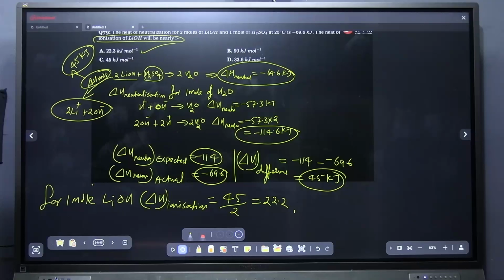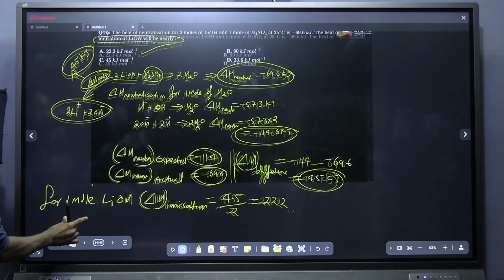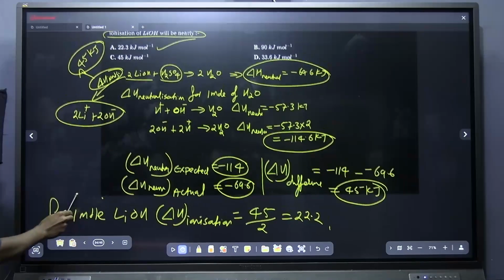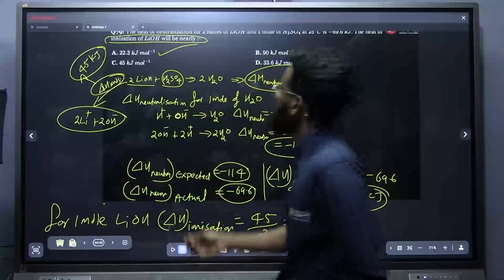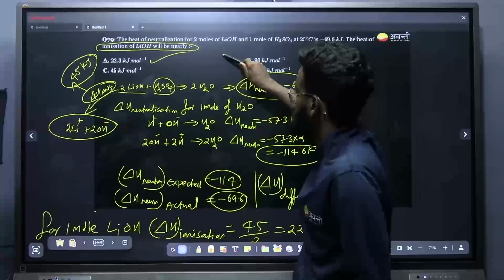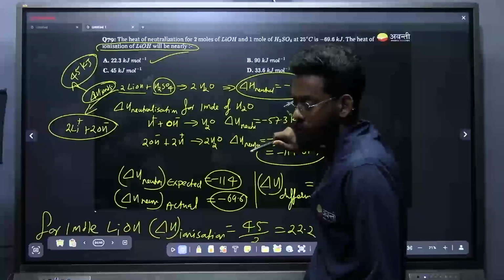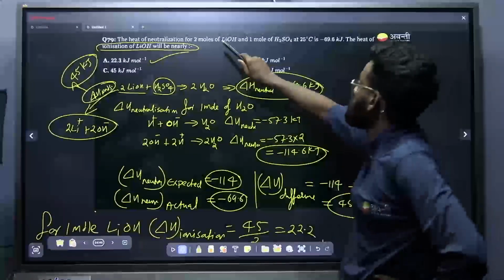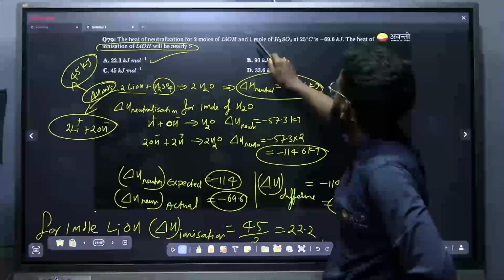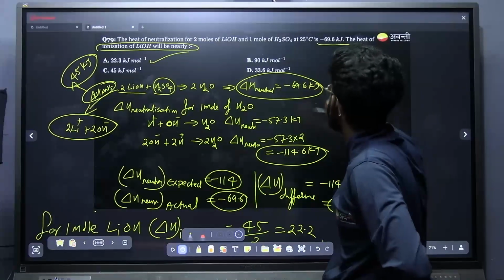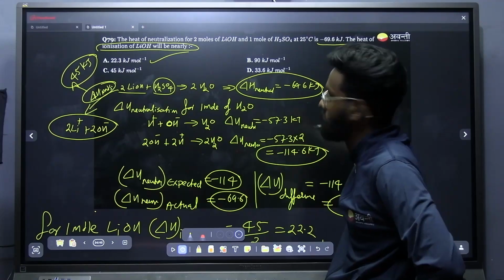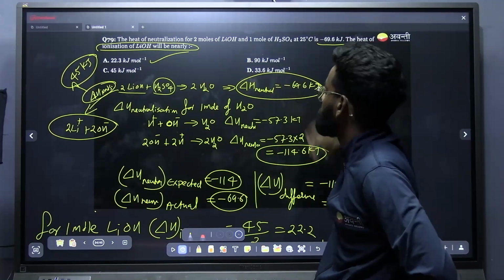Got it, everyone? You want me to repeat once again? Students, have you got it? I will be repeating once again. Here in the question it is mentioned that 2 mole of LiOH reacts with 1 mole of H2SO4 at 25 degrees Celsius and gives minus 69.6. Okay, this is neutralization.